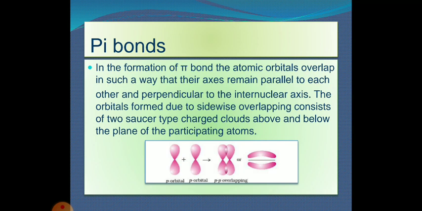The orbitals formed due to the sidewise overlapping consist of two saucer-type charged clouds. Look at this figure, you will notice here these are the two lobes, which have a shape like saucer-type charged clouds above and below the plane of the participating atoms. And these lobes have the electron cloud.